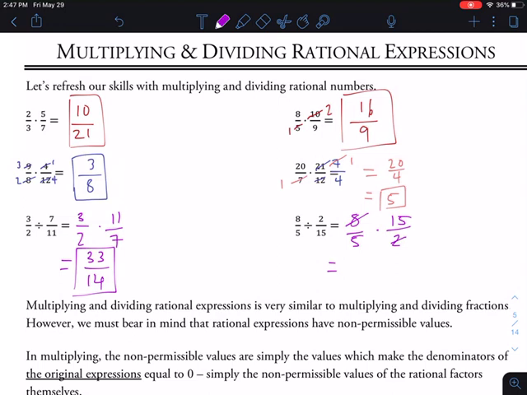I can see some cross-canceling opportunities here. That's supposed to be a 4, but it looks like gobbledygook. Let's try that again. There we go. And I can see that we can divide this one as well by 5, and then we get 12 over 1. And then remember that we always simplify as far as possible, so that's just 12.